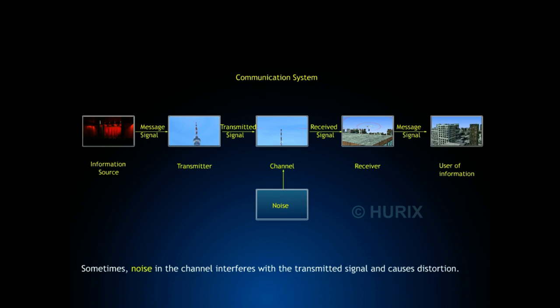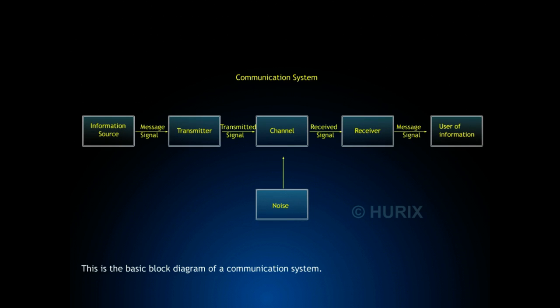Sometimes, noise in the channel interferes with the transmitted signal and causes distortion. This is the basic block diagram of a communication system.